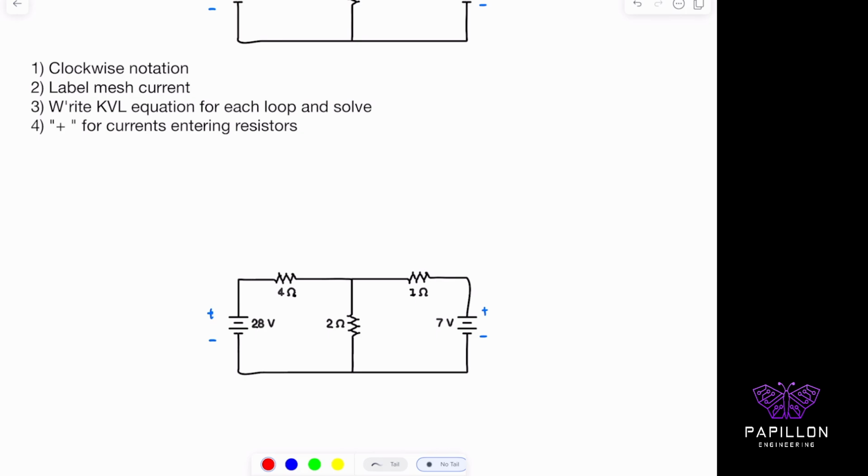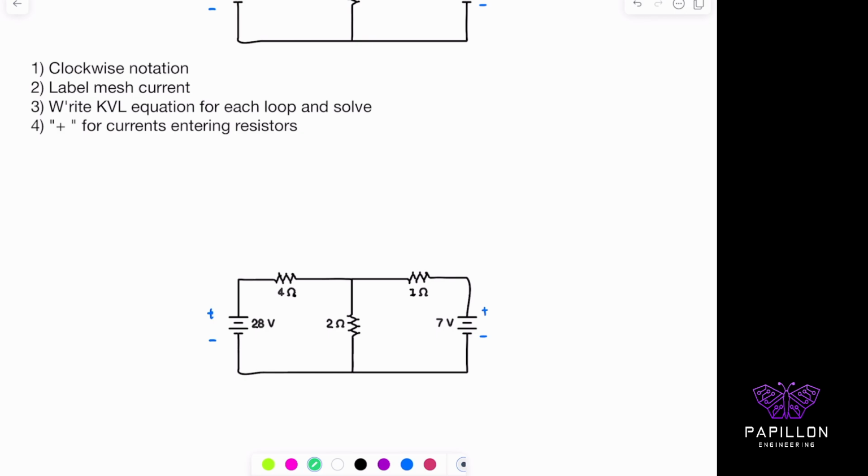And now we're going to determine the direction. As I mentioned in step 1, we're going to be using clockwise. I'm going to go around clockwise for each of these loops. I'm going to give a label to the mesh currents, I1 and I2. I'm going to write down my KVL equation. I'm going to also enter my positives for my resistors entering, and I'm going to solve. So let's do this together so you can see how this is all done.